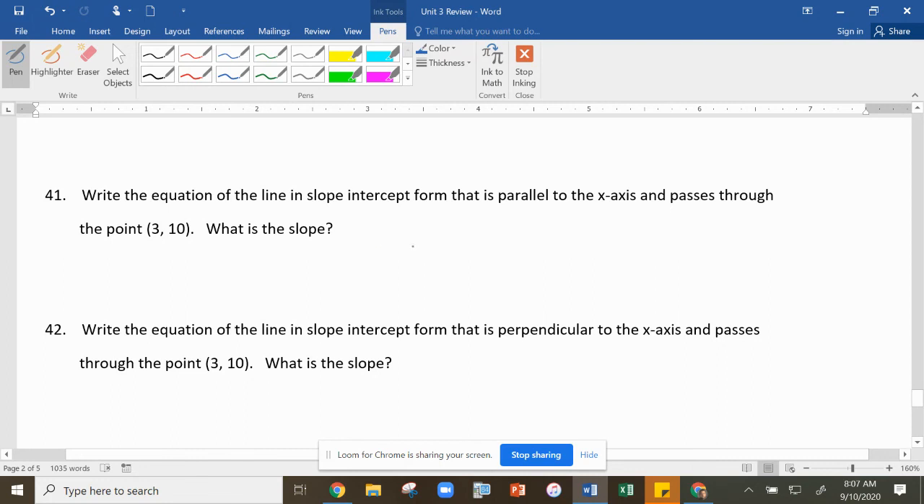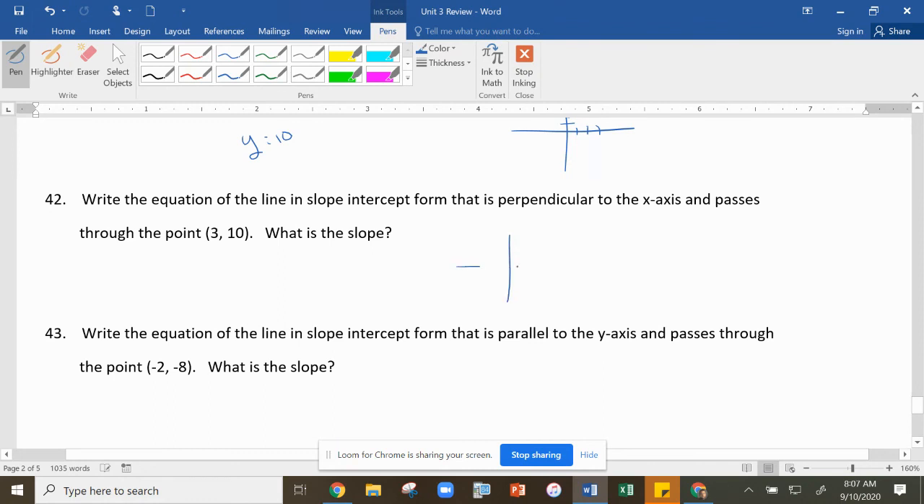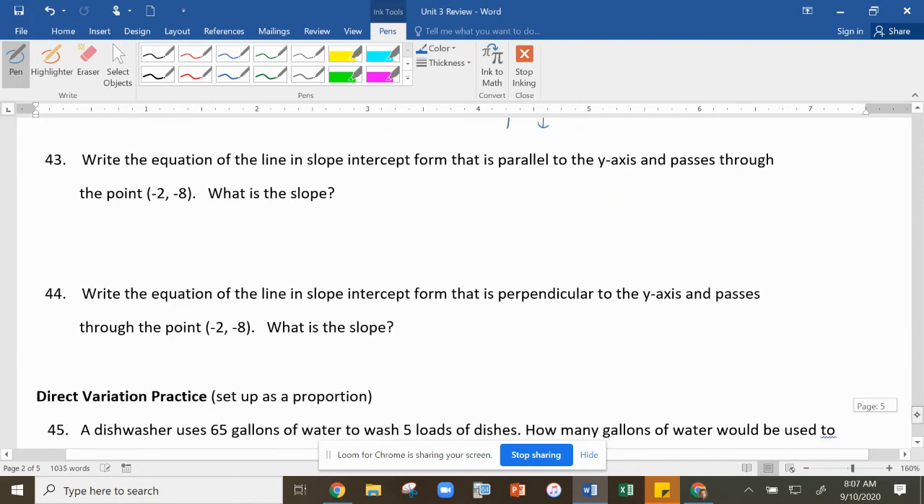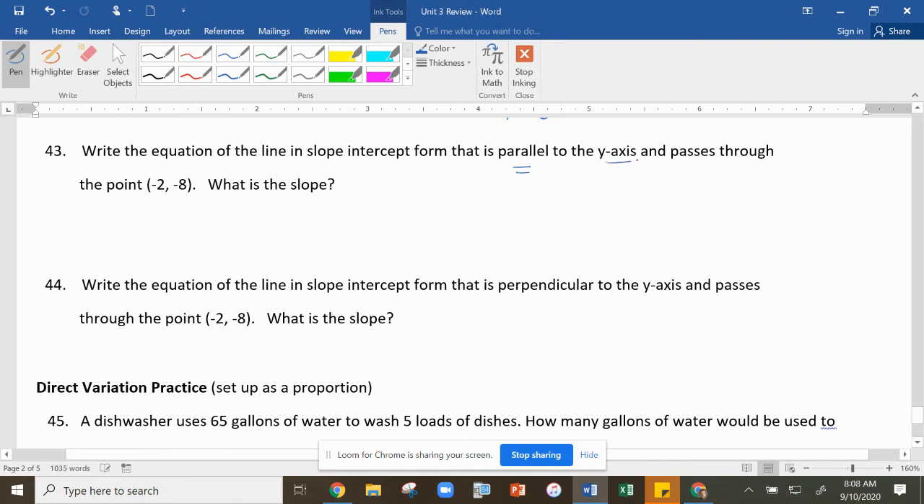So write the equation of a line in slope-intercept form that's parallel to the x-axis and passes through the point 3, 10. Well, if you go 1, 2, 3, and then up here to 10, there's the point. And then it's parallel to the x-axis, goes through the y at 10, so it's going to be y equals 10. Write the equation of a line that is perpendicular to the x-axis, goes through 3, 10. Here's 3, 10. And so it's going to be perpendicular to the x-axis. This is your x. This is perpendicular. It's going to go through the x at 3. So x equals 3.